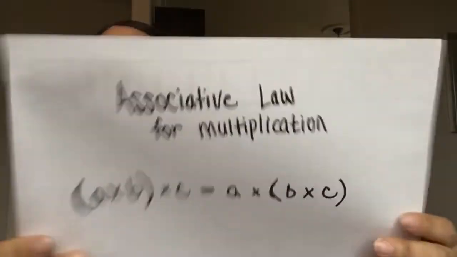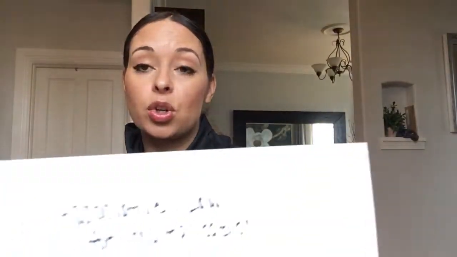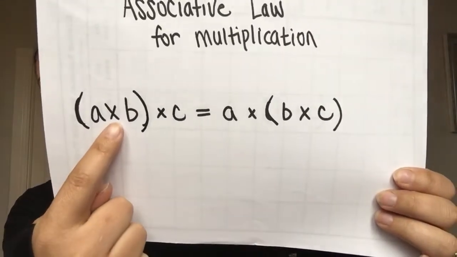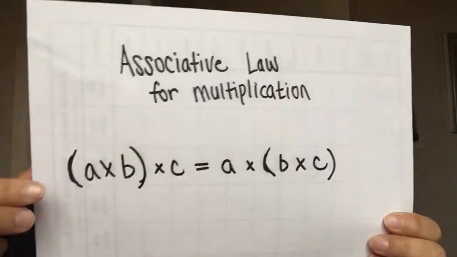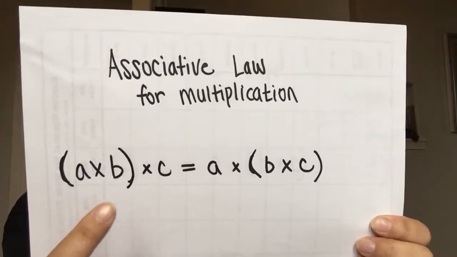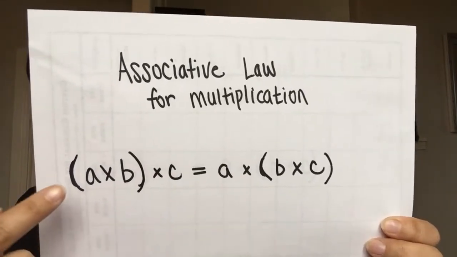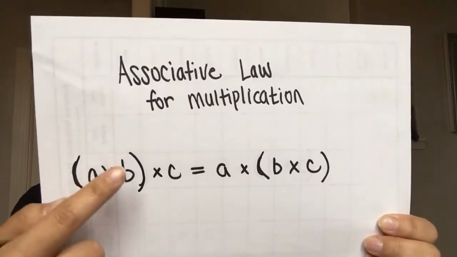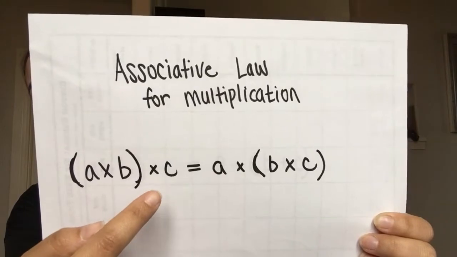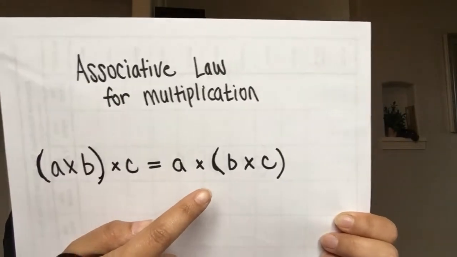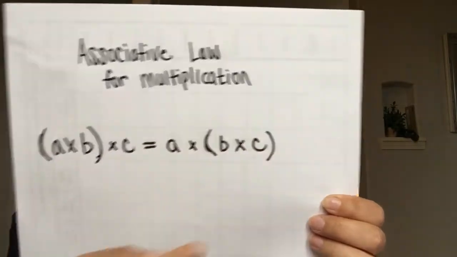For multiplication, we have the same associative law. All we're going to do is change it from a plus to a times. We're going to multiply. So the associative law for multiplication states that (A times B) times C equals A times (B times C).